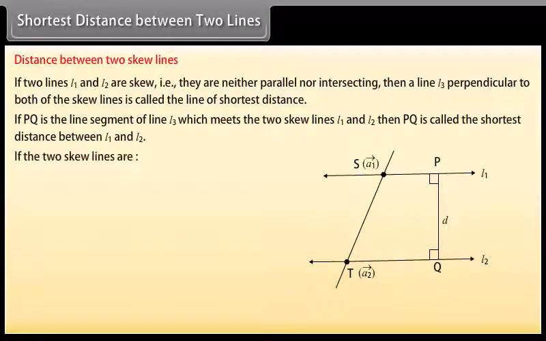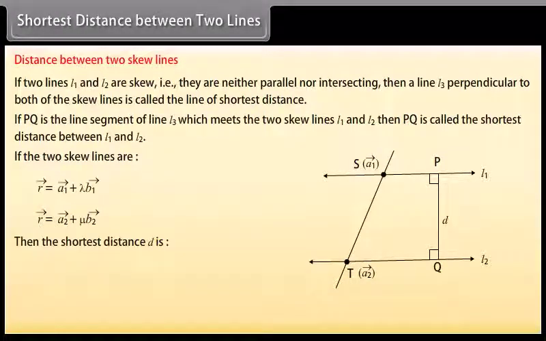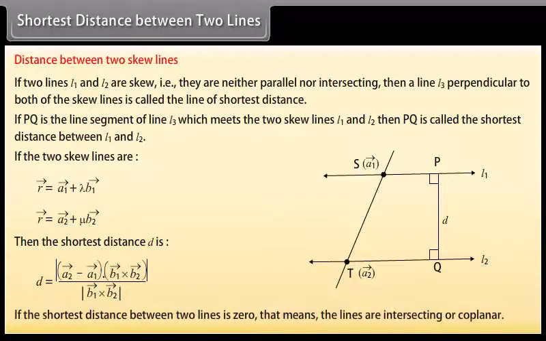If the two skew lines are vector R equals vector A1 plus lambda vector B1, vector R equals vector A2 plus mu vector B2, then the shortest distance D is D equals modulus of dot product of vector A2 minus vector A1 and cross product of vector B1 and vector B2, divided by modulus of cross product of vector B1 and vector B2. If the shortest distance between two lines is 0, that means the lines are intersecting, that is, coplanar.